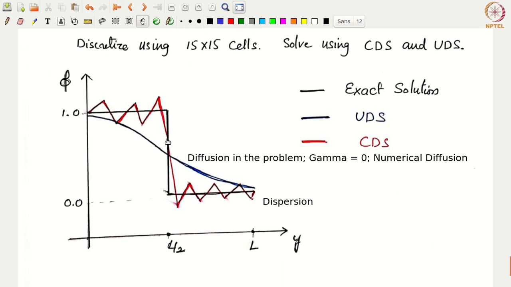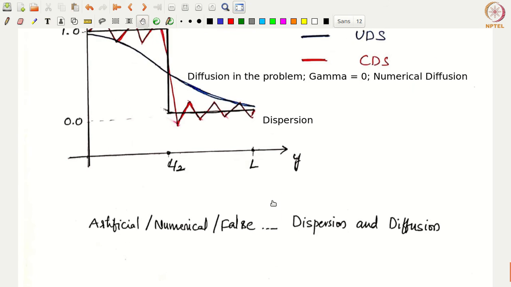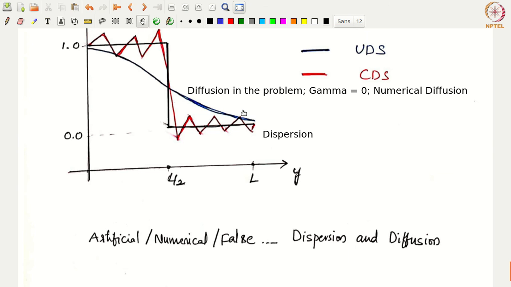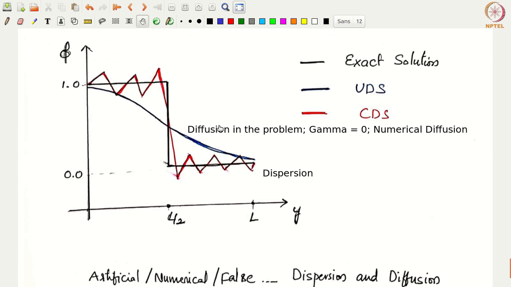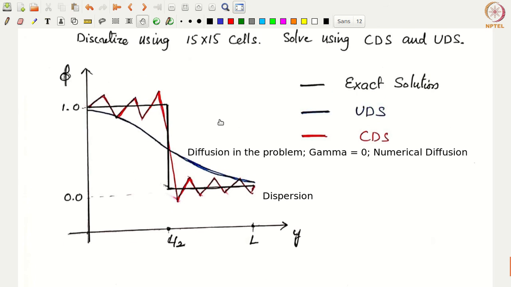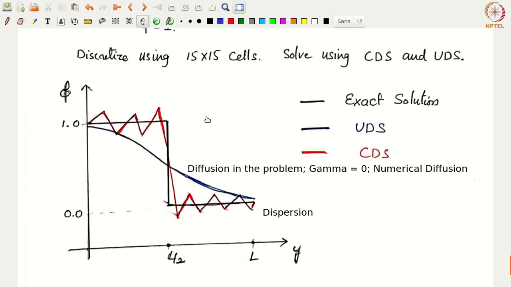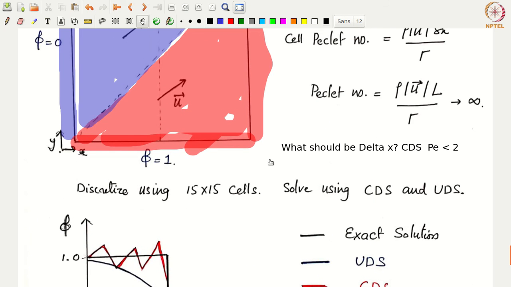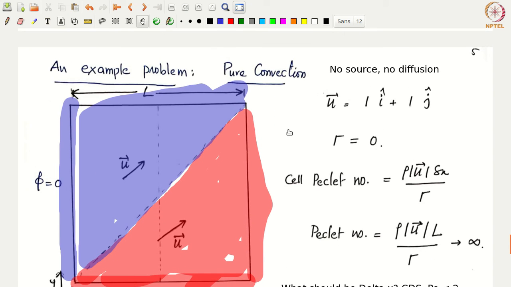Now these two behaviors are known as either artificial, numerical, or false dispersion, which is the oscillations, the Gibbs phenomena we see here, and then the artificial or numerical dissipation, which is given by the Upwind difference scheme. These two we will elaborate in the next lecture, but it is good to know that this kind of behavior exists when you try to solve a pure convection problem with any of these schemes.